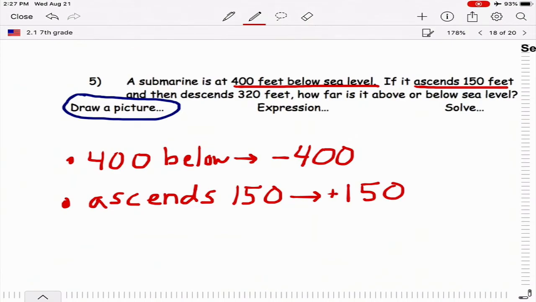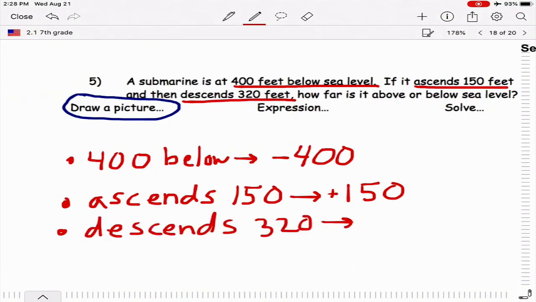150. And then descend 320. If anything else, try getting better knowing prefixes, especially in math. Maybe you don't know what descend means, but D, right? Like decrease, for example, the prefix is always the same, where it means down, negative, however you want to phrase it. So descend 320 would be negative 320.